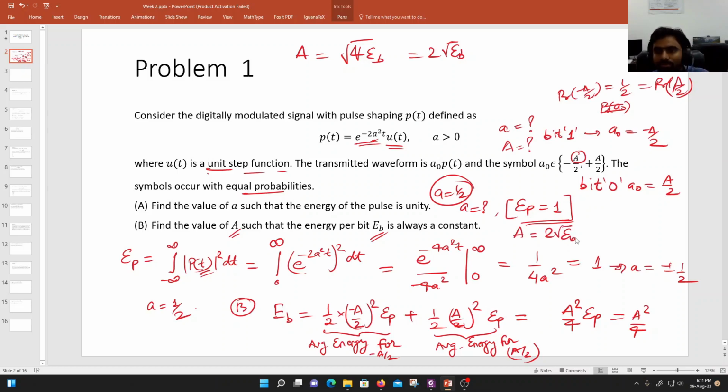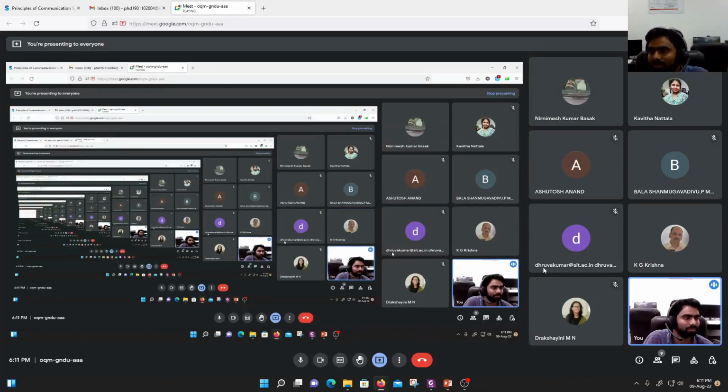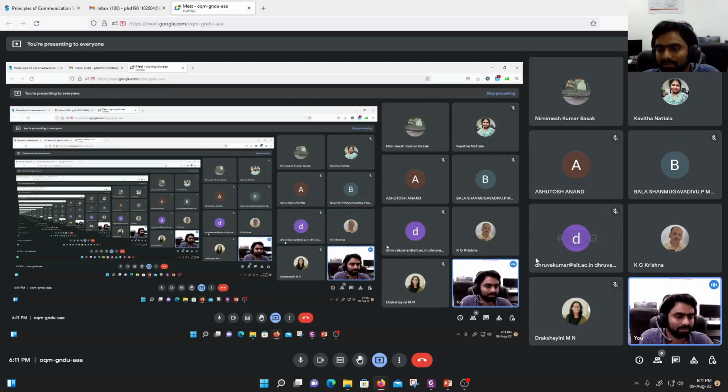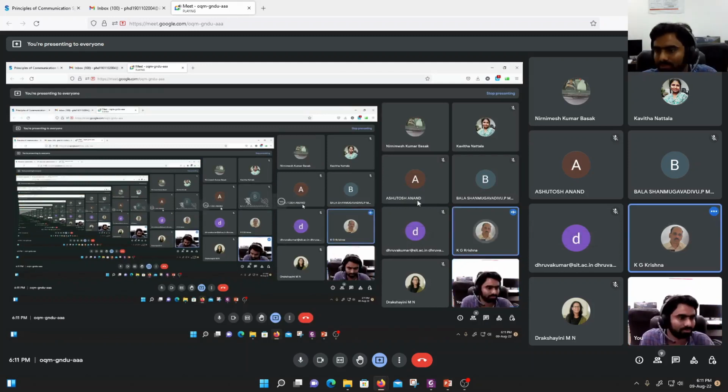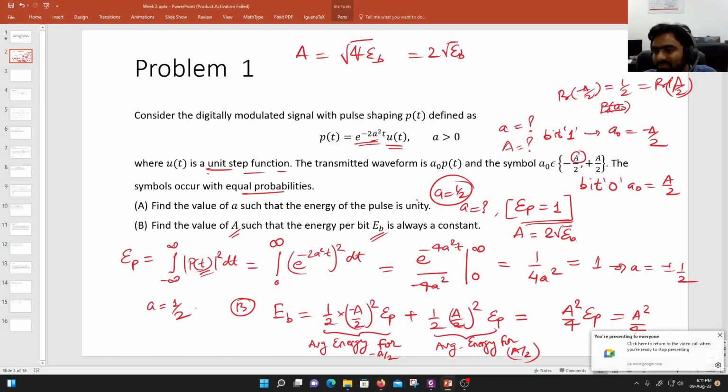So I hope this problem is clear to all. Any doubt in this one? How did you calculate the average energy for bit 1, that is minus A by 2 whole square? I understand, but multiplied by energy average power EP, no? Why EP? Because the transmitted waveform is given as A naught PT.